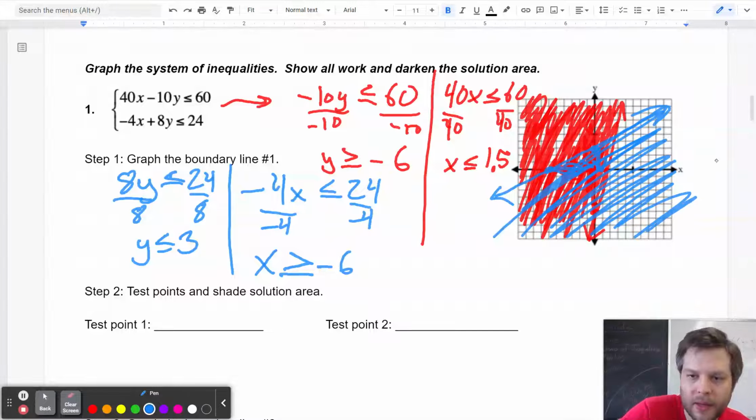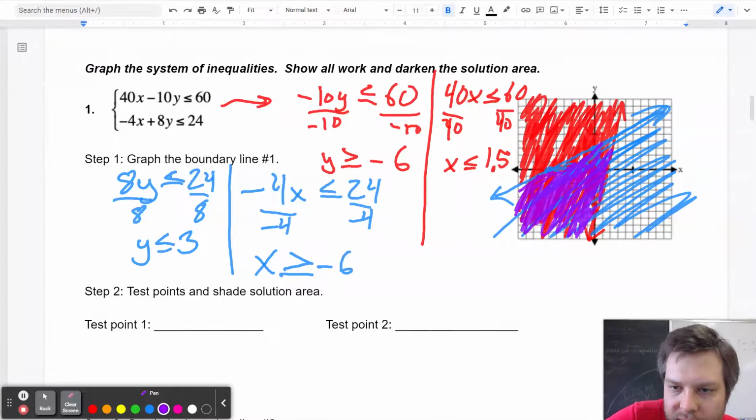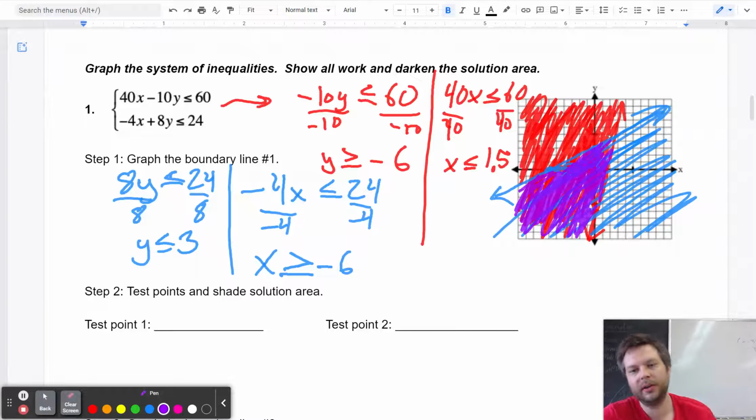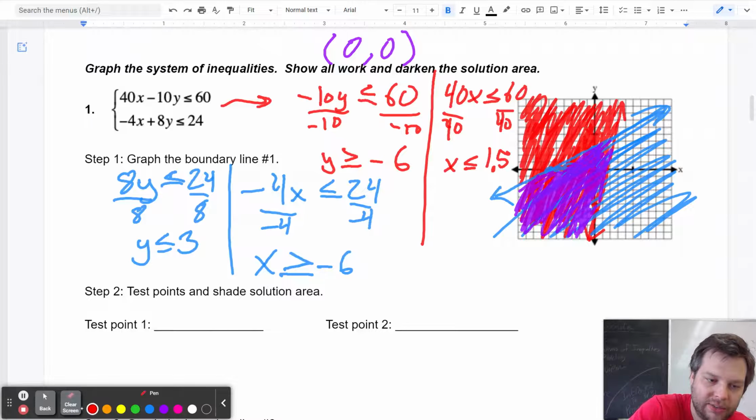Of course, the region that we actually care about is the double shaded region, which is this purple zone right here. Any point in that purple zone is a solution to both of the inequalities. And by the way, my favorite point, the easiest point, 0, comma 0, is in the purple zone. And you should be able to check by yourself that it really works.